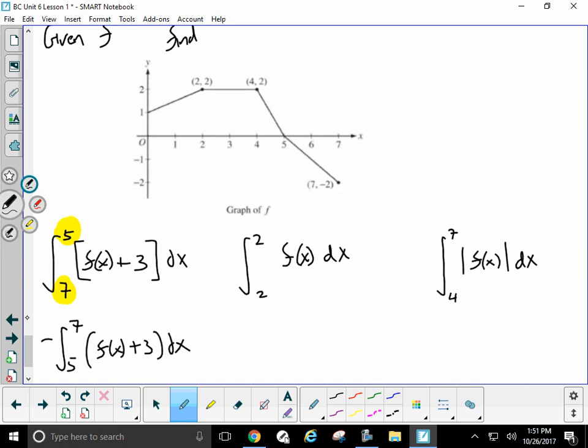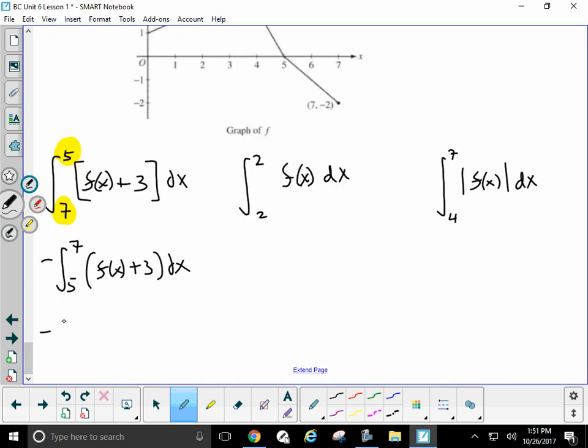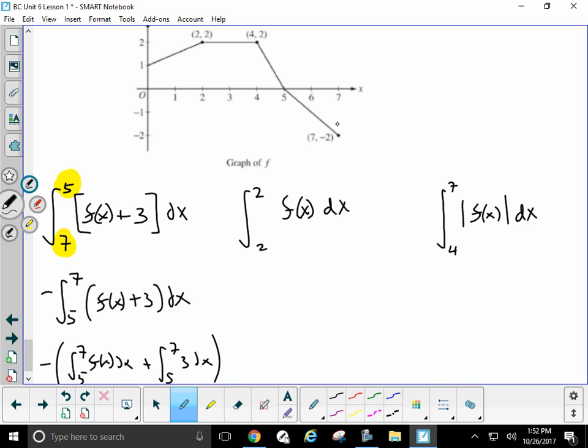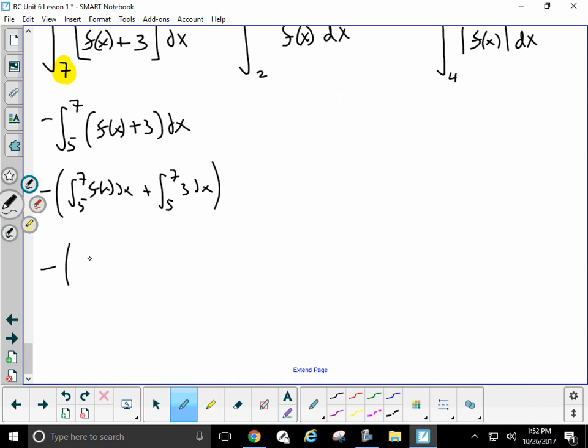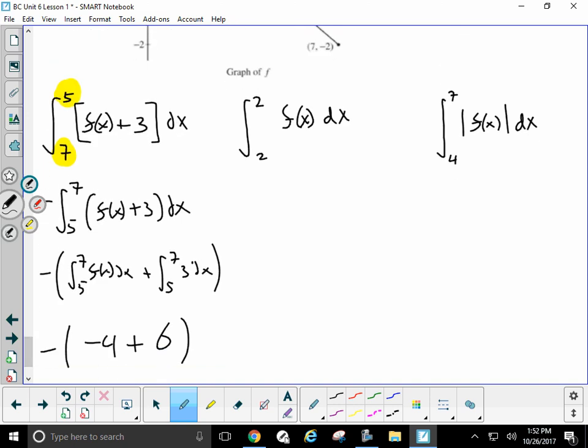Now, how am I going to find this? Well, I'm going to rewrite this as the opposite of the area from 5 to 7 under f plus the area from 5 to 7 under 3. Under f, area from 5 to 7, this is a rectangle, width 2, height negative 2, this is negative 4. So I'm going to take the opposite of negative 4 plus 3 from 5 to 7. This is a rectangle, height 3, width 2, that's 6. So this is positive 2, make it negative. This ends up being negative 2.